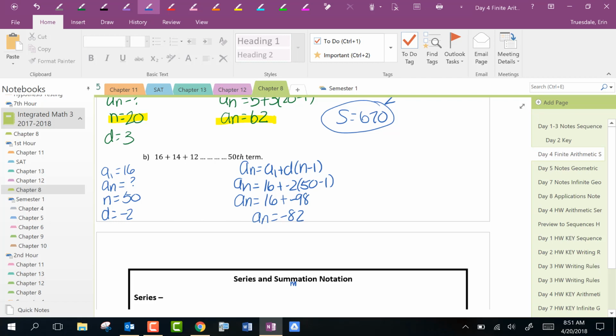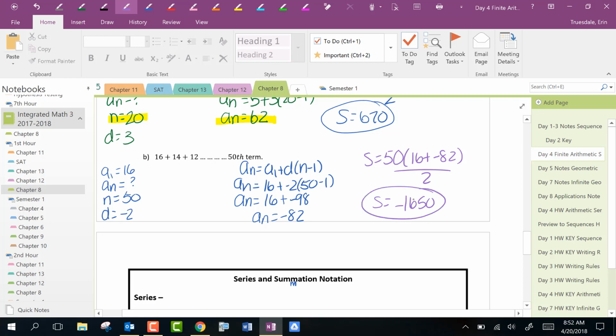Okay, then find the sum. And so the sum would be 50 times 16 plus negative 82 divided by 2. So you were right, the sum does end up being negative 1,650.